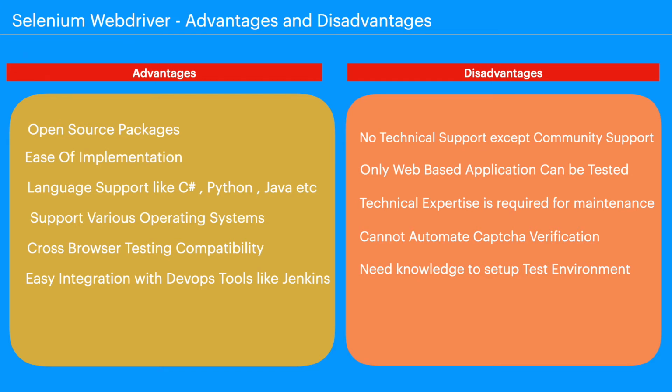The advantage of Selenium is that it is a completely open source package. That means the project is completely open source and free to use. Anybody can download the source code and change it according to their own requirements. Selenium has been developed with no license fee. You can download it and change it according to your own need.